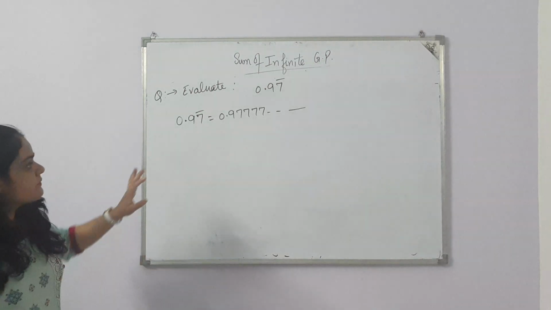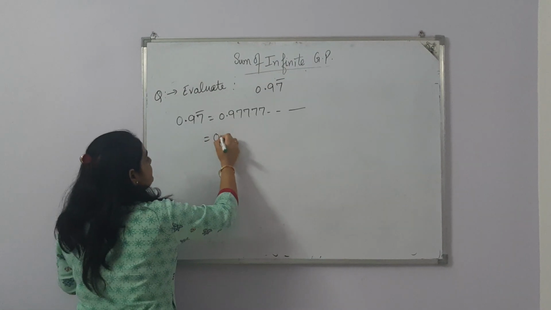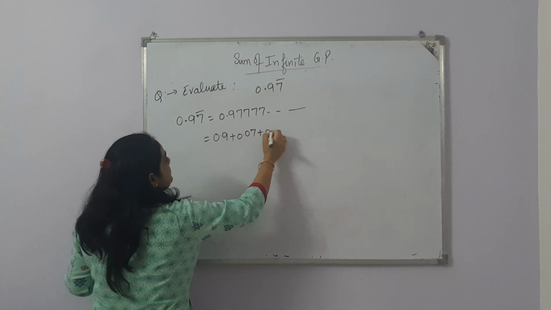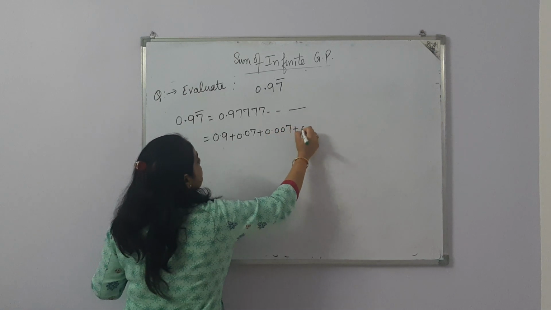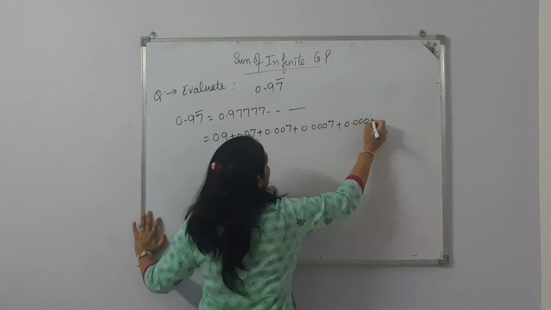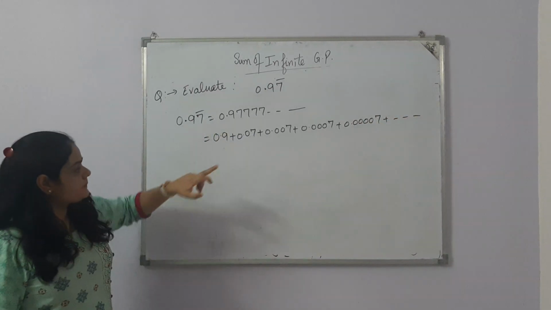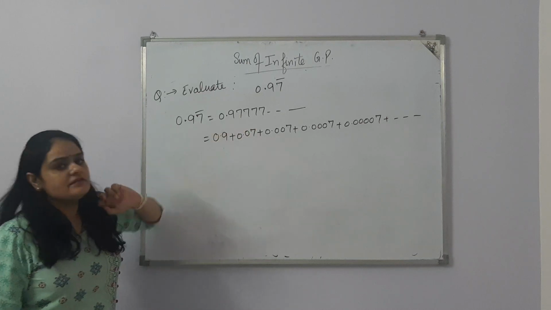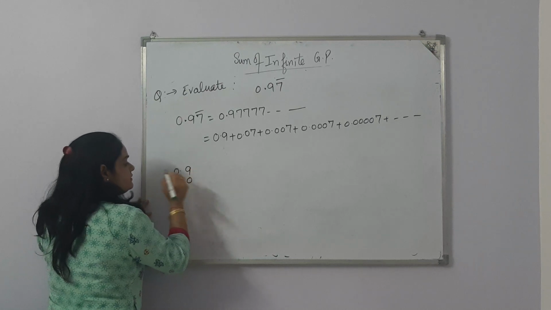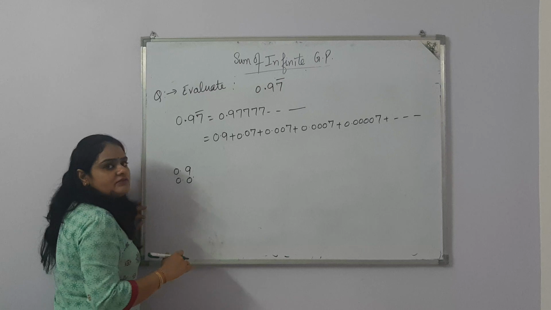Now, can I write it in expanded form: 0.9, 0.07, 0.007, 0.0007, and so on up to infinity. If we add, we'll get the same number. I will calculate once, then you can judge that this is the same thing. This is the expanded form of 0.97777.